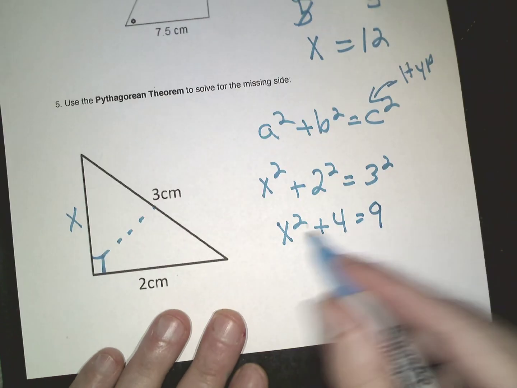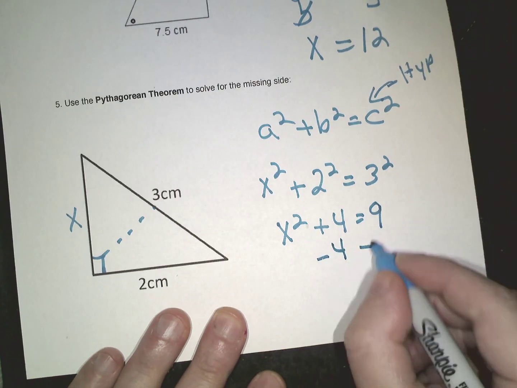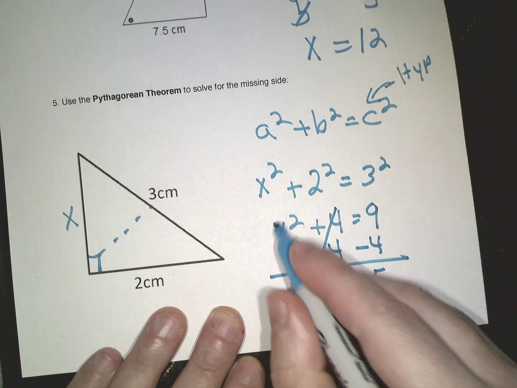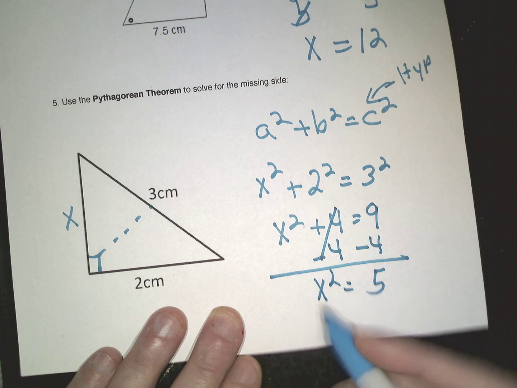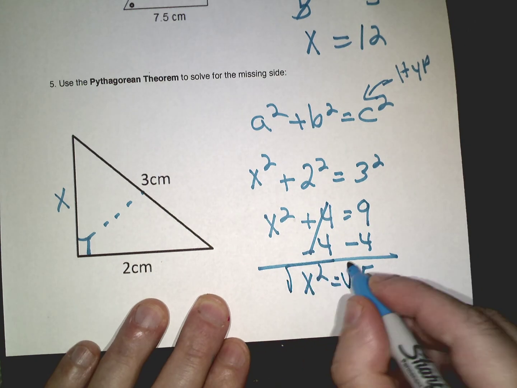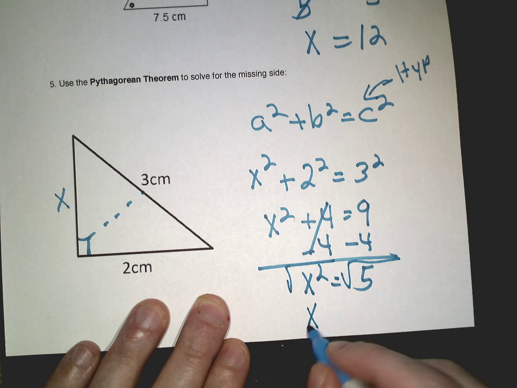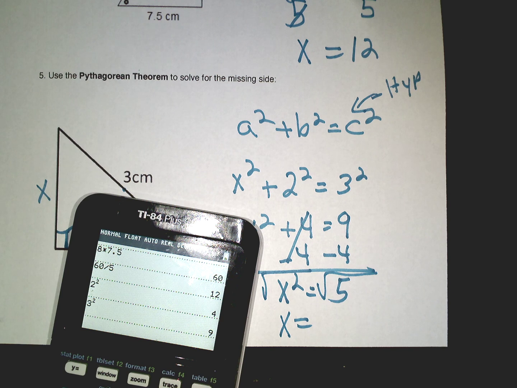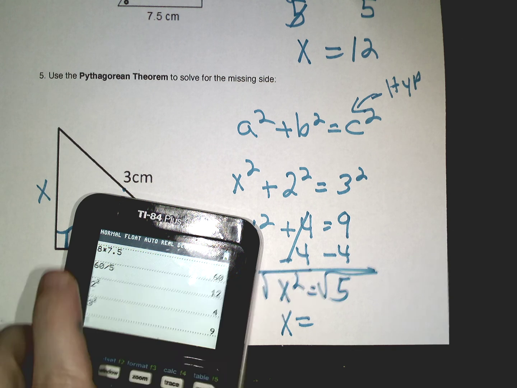Okay, so now I'm going to solve this. -4 here, -4 here, 5. Now, x squared equals 5. Now, this next part here is I have to just remember how to do this. Take the square root. The square root of x squared is just x. And the square root of 5, I would accept that as an answer because you cannot technically reduce this radically.